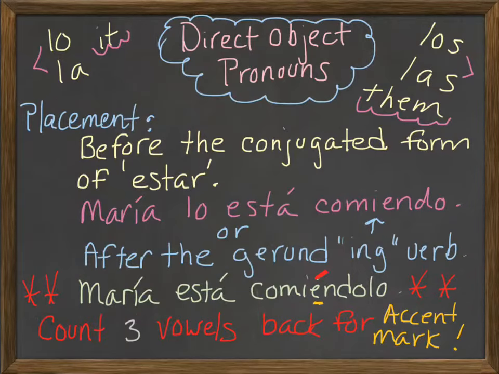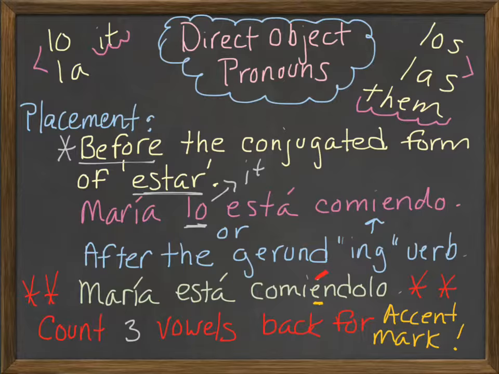Okay, and one more thing. When you're dealing with direct object pronouns, which remember direct object pronouns are how you say it or them, okay, they can come in two places, okay? You can either put them before the conjugated verb, which is the conjugated form of estar, okay? So right here I have it, Maria lo está comiendo, okay? Lo means it, here. So Maria is eating it, okay? So notice it can come right there before the está.